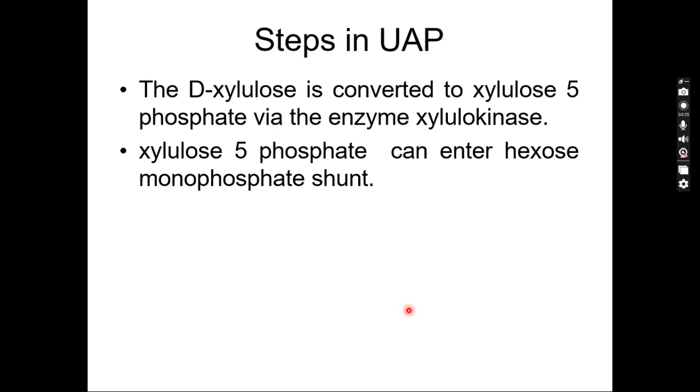So when you go back to the notes on the hexose monophosphate shunt, you'll be able to see where we have the xylulose 5-phosphate.